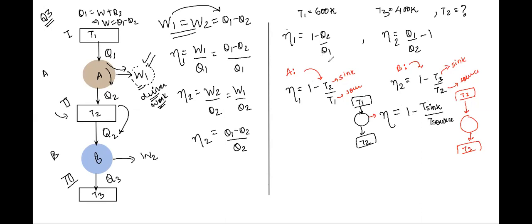So just equate these expressions, see, tell me what you'll get. 1 minus T2 by T1 equal to T2 by T3 minus 1, right? Yes, sir. From here, what will you get by comparing the above two equations? Q1 by Q2 is already T1 by T2 from here. Yes, sir. So, T2.